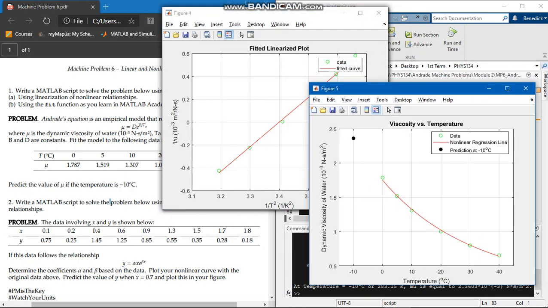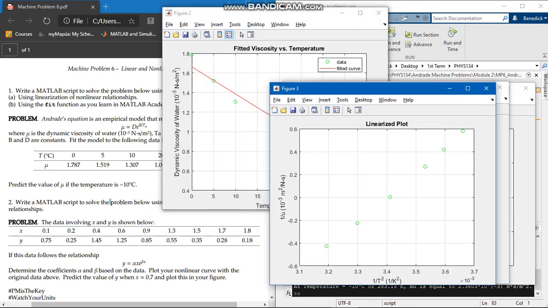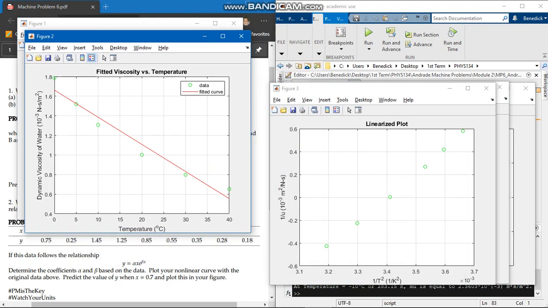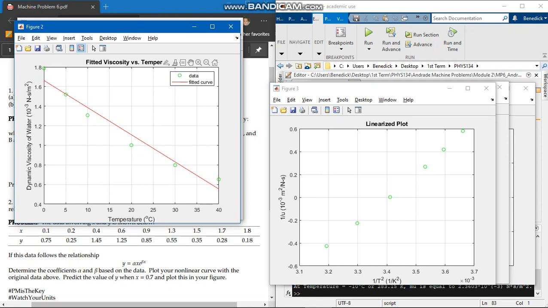Right, so we have 5 figures. Figure 1 is the plot of the original data. Figure 2 is the fitted plot. As you can see, it goes down as the temperature increases. The value of the dynamic viscosity decreases. So as the water gets hotter, it becomes less viscous.